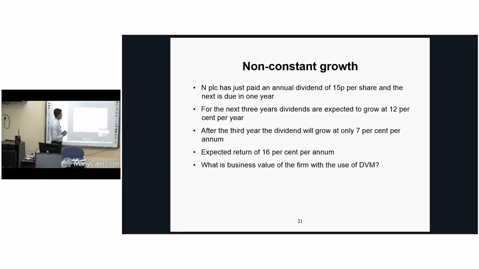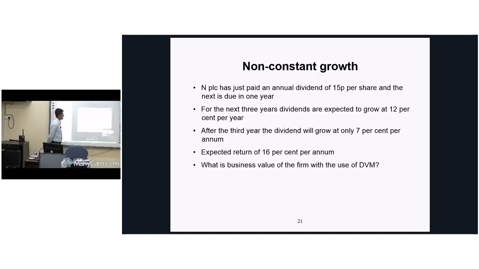NPLC has just paid an annual dividend of 15 pence per share, and the next is due in 1 year. For the next 3 years, dividends are expected to grow at 12% per year. After the third year, the dividend will grow at 7% per annum, and the expected return is 16% per annum. What is the business value of the firm using the dividend valuation model?